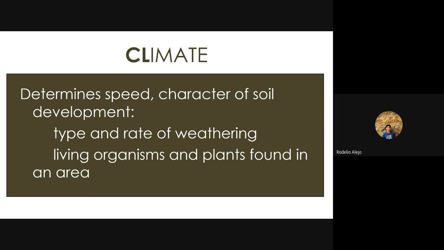So also climate affects the living organisms and plants found in an area. Diba bakit sa arid regions, mga cactus or mga grasses lang yung mga tumutubo. But dito sa Philippines, we have trees, we have large trees, we have forest. So climate can also be the reason why nadi-differ yung ating mga organisms. Okay? That will yield to formation of different kinds of soil.